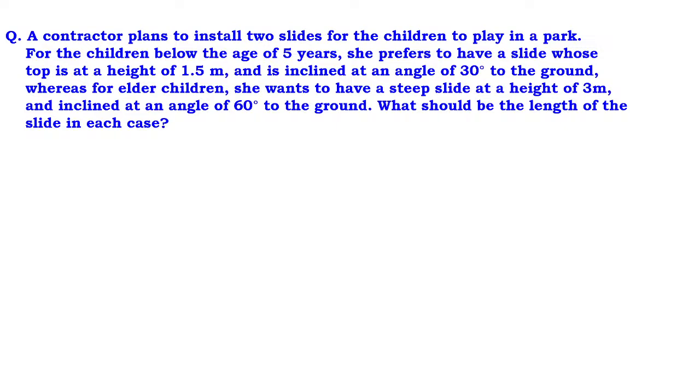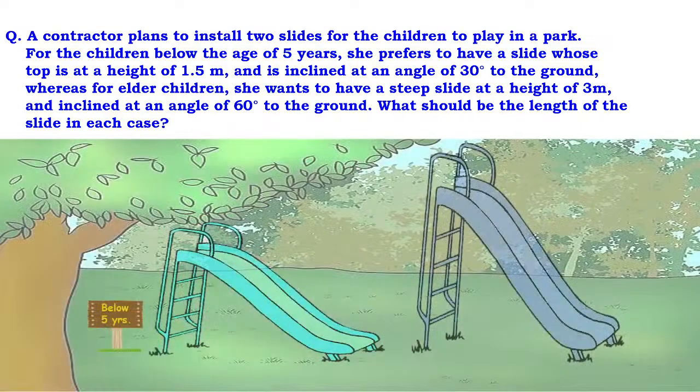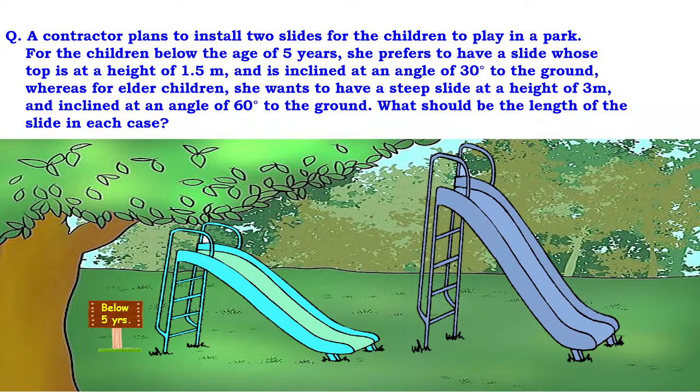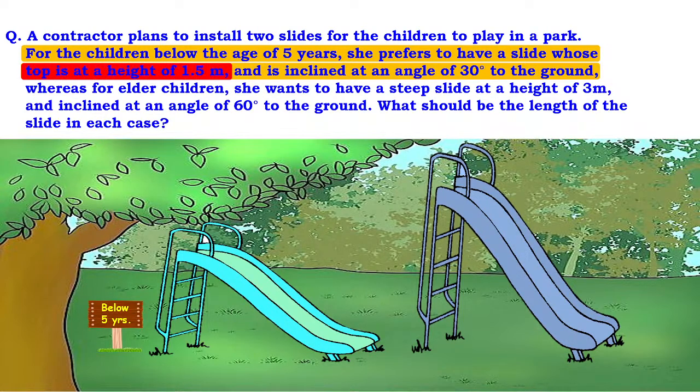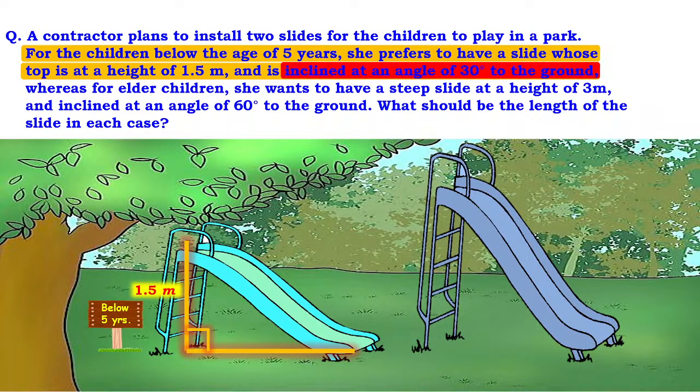First case, shall we check it? Okay, a contractor plans. There are how many slides here? Two slides. One for the students who are below the age of 5. Correct? So she prefers a slide whose top is at a height of 1.5 meter. मतलब 5 साल के बच्चों के लिए the height of this slide will be how much? 1.5. And always here you should take it as 90 degree. Correct? Next, inclined at what angle? 30 degrees. So what is this angle here? 30. Did you all understand the first case?